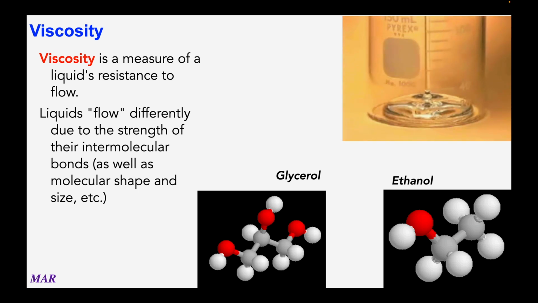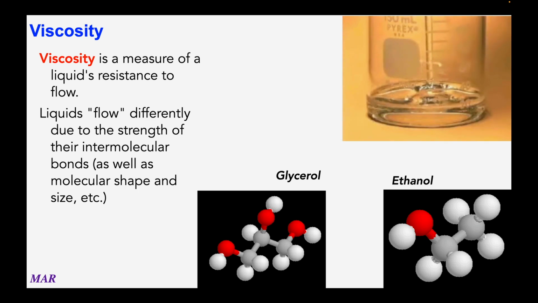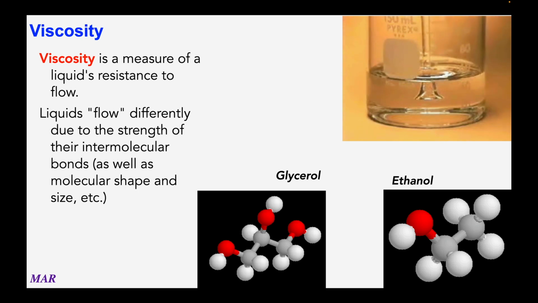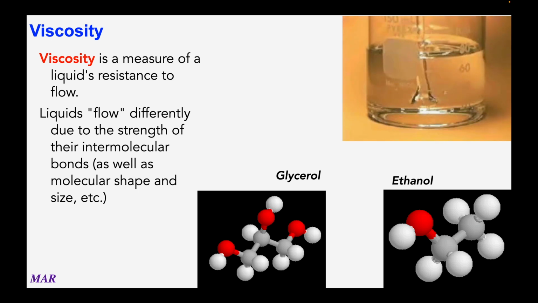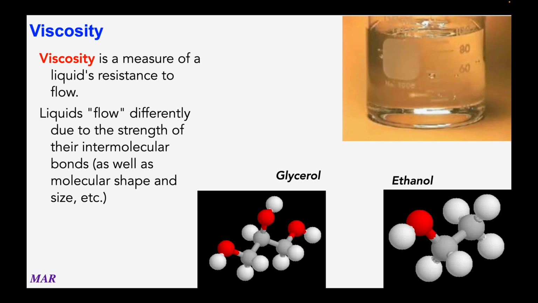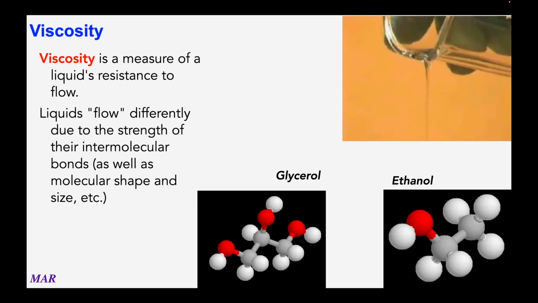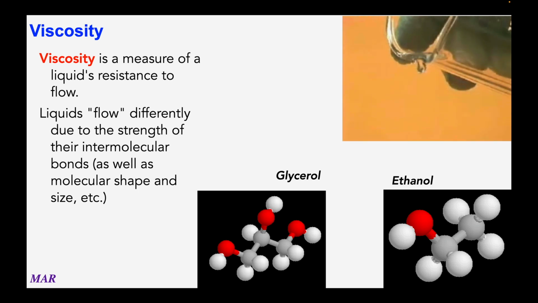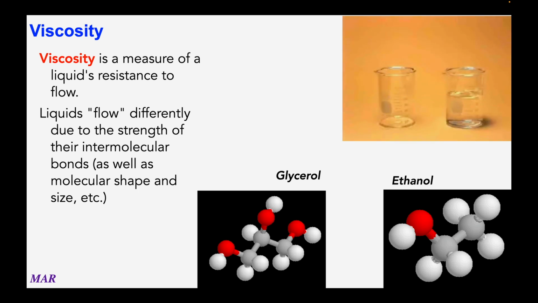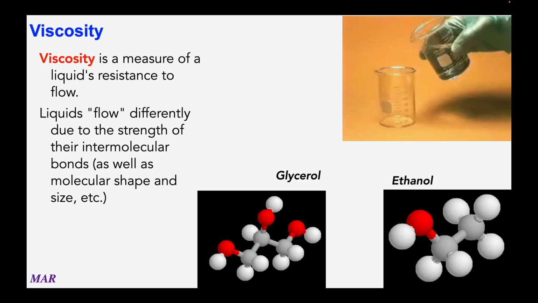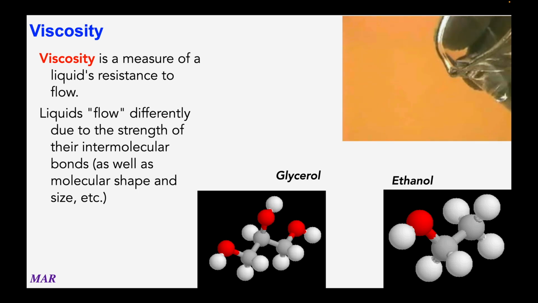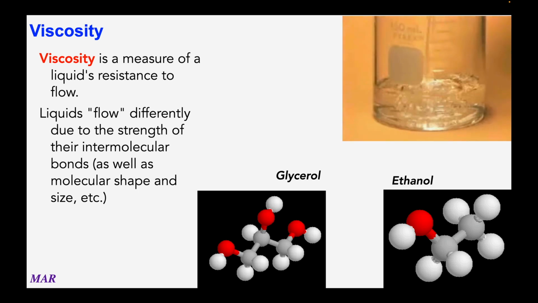Glycerol has relatively strong intermolecular forces and is rather viscous. Its resistance to flow is high. Ethanol, by contrast, has weaker intermolecular forces. It flows easily and has low viscosity.